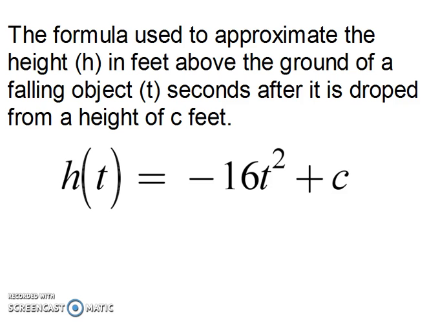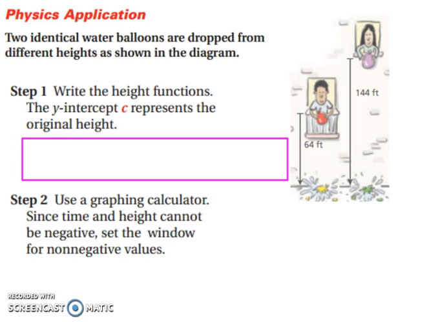The formula used to approximate the height in feet above the ground of a falling object in t seconds after it is dropped from a height of c feet. So this is a good formula to kind of have in your notebook there. So we have h of t equals negative 16t squared plus c. So now let's put this to good use in a physics application.